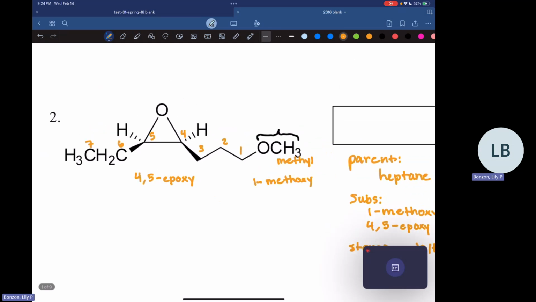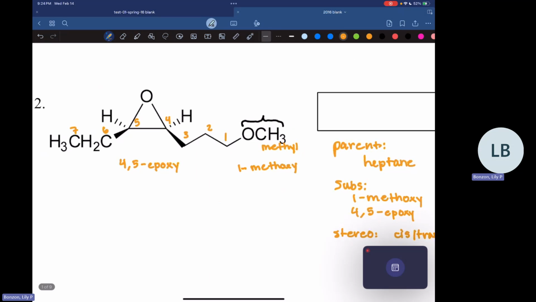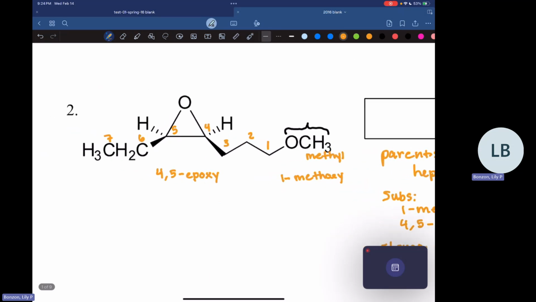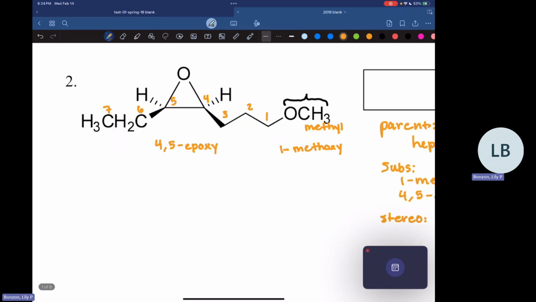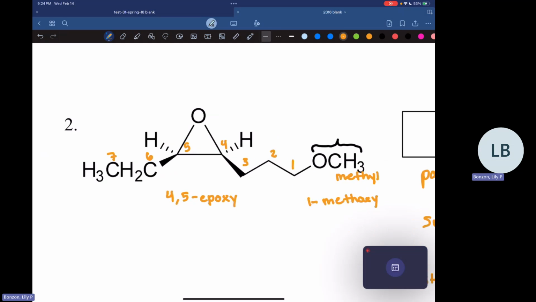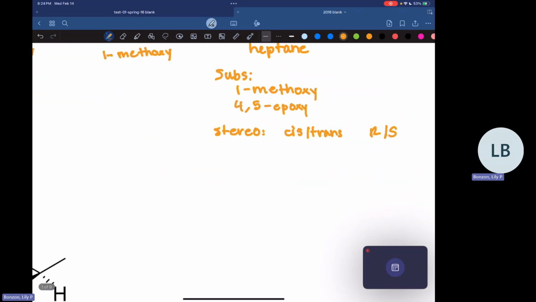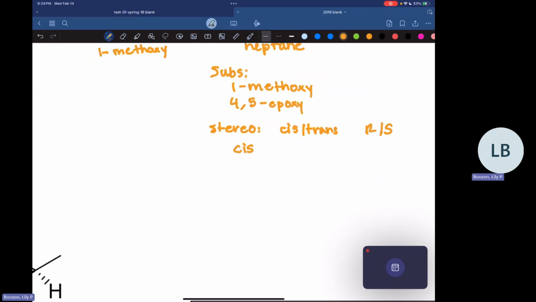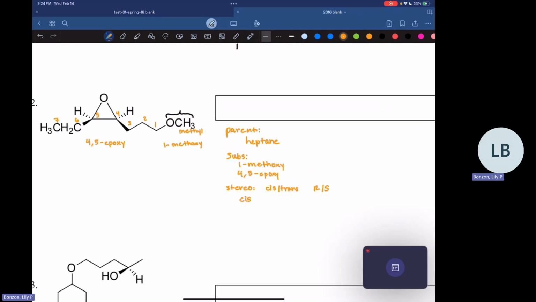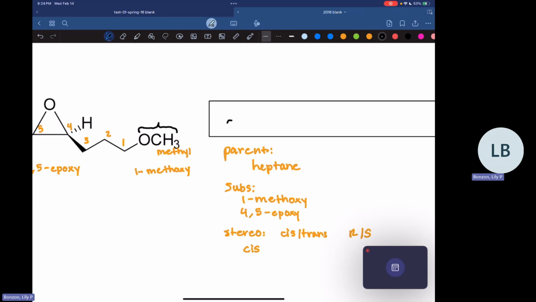In this case, we do, which is good because cis and trans is a lot easier than trying to determine R and S. But you could also go the R and S route if you wanted to. So in this case, I'm just going to use cis and trans because it's a little bit simpler. And so in this case, the hydrogens are on the same side, so we've got cis stereochemistry. So we've got our parent, we've got our subs, and we've got our stereo. So we're just going to throw that all together.